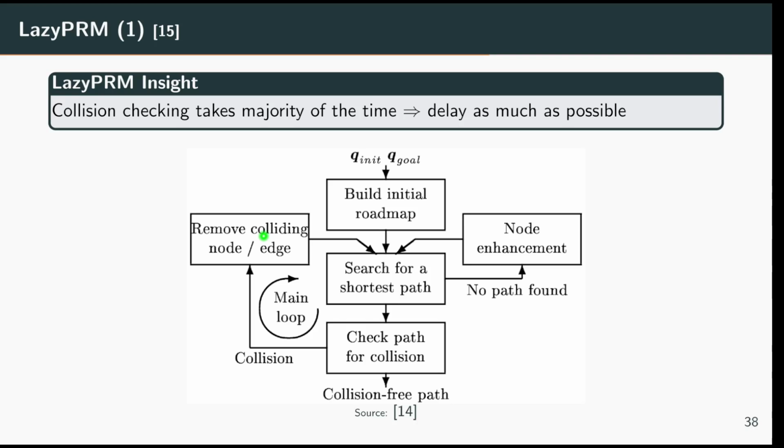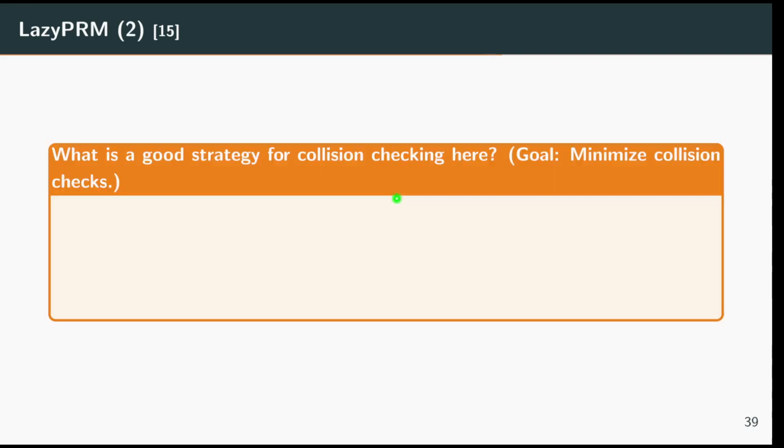Okay, and then there's this special thing that we just briefly discussed. If we couldn't find any paths, then we have to add additional things to the roadmap. Okay, so what do you think would be a good strategy for collision checking if you want to minimize the number of collision checks?